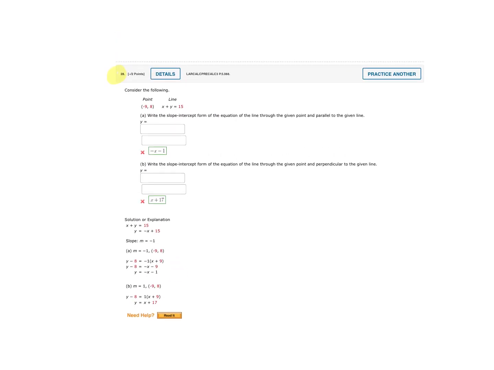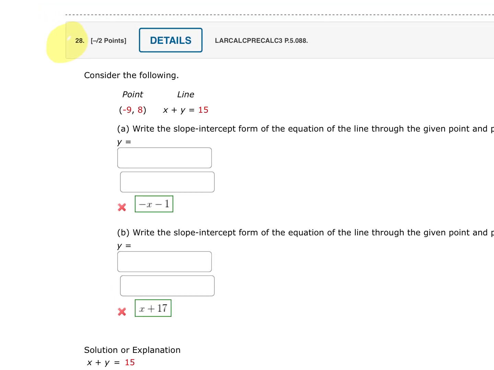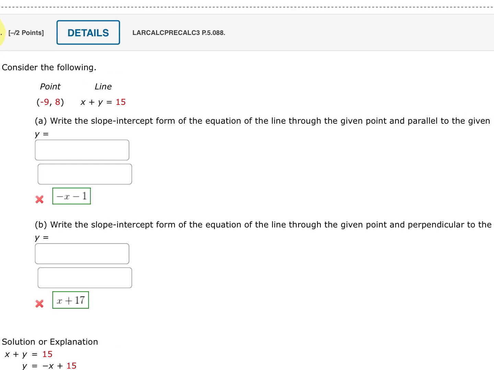Lastly, let's look at 28. So it gives us a point and a line. It says write the slope-intercept form of the equation of a line through the given point and parallel to the given line. So if it's parallel, what do we know about the slopes? Same slope.